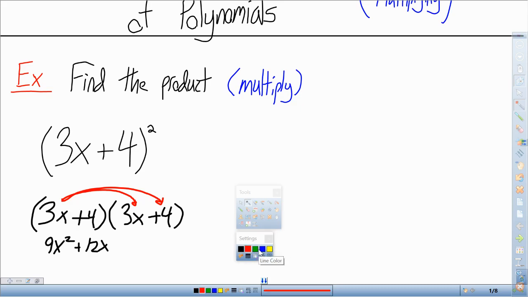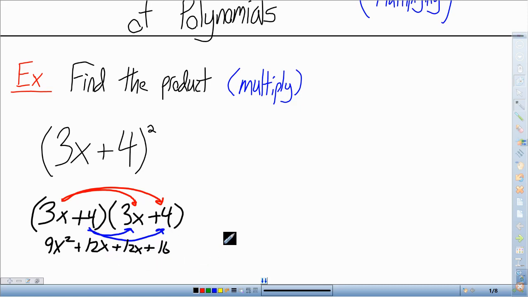Moving on to the next term that needs to be distributed, the 4. So 4 times 3x is a positive 12x. 4 times 4, 16. Just be careful. You might be tempted to stop here, and sometimes you will if you have no like terms, but we do have like terms. We have a 12x and a 12x that we can combine together. So let's bring down the 9x squared. 12x and 12x gives me a positive 24x, and then this 16 comes down as well. And there it is. There's our answer.